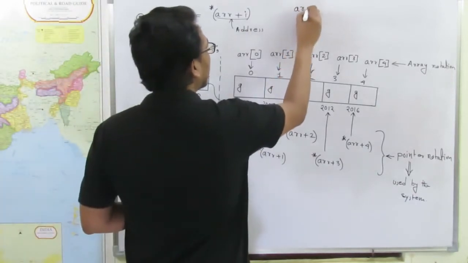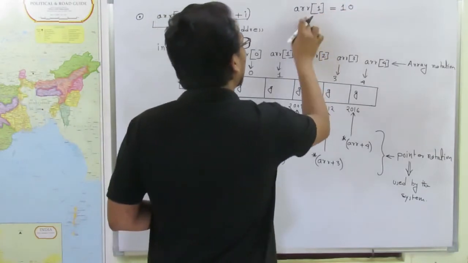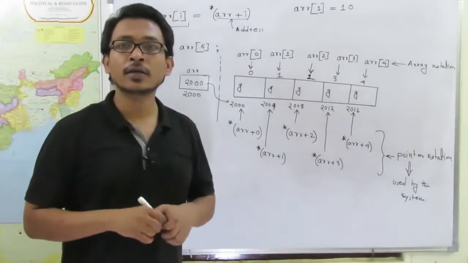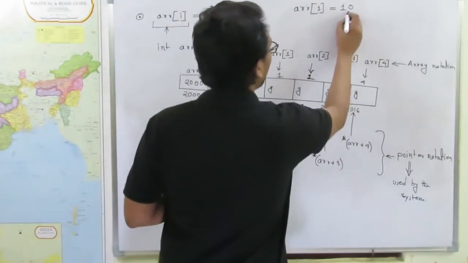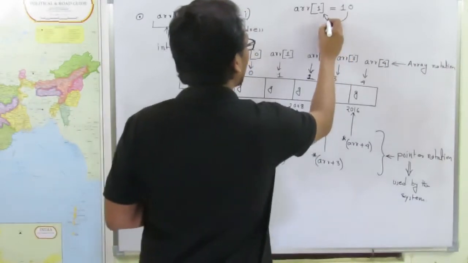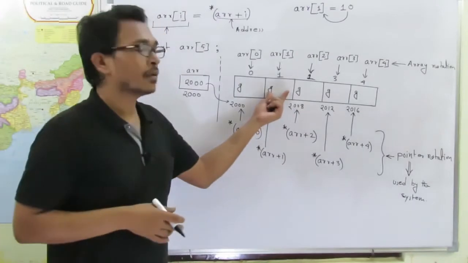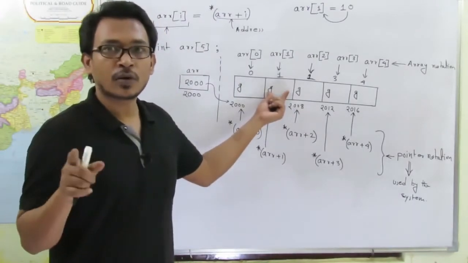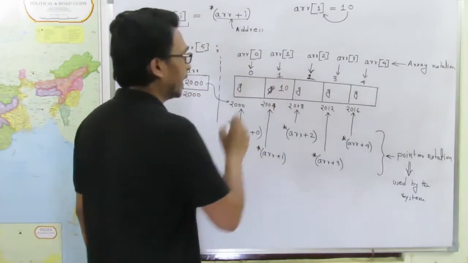Let's say we are assigning 10 in location 1. Here the notation we use is array notation. So what will the system do? The system will take the value 10 and store it in the location identified by index 1. So here the value will be updated to 10.